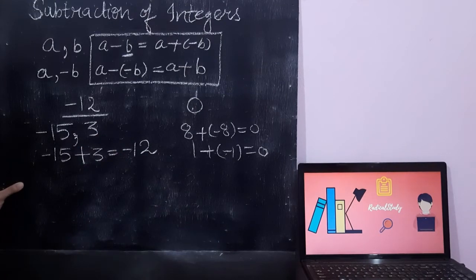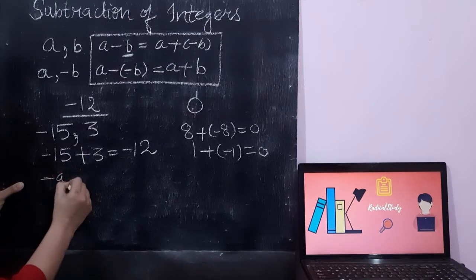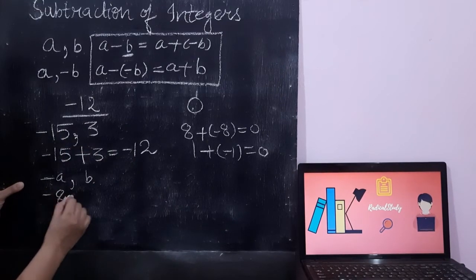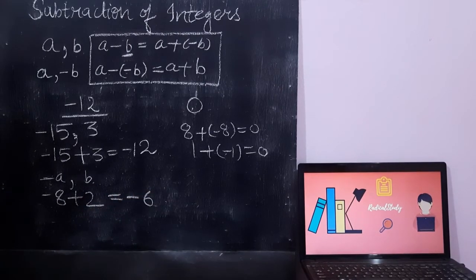Now a negative integer and a positive integer whose sum is minus 6. So you have to take one integer negative and one positive, and the sum should be minus 6. So we can take minus 8 plus 2. Minus 8 plus 2 will give you minus 6. So these are some examples to explain how the integers are subtracted.